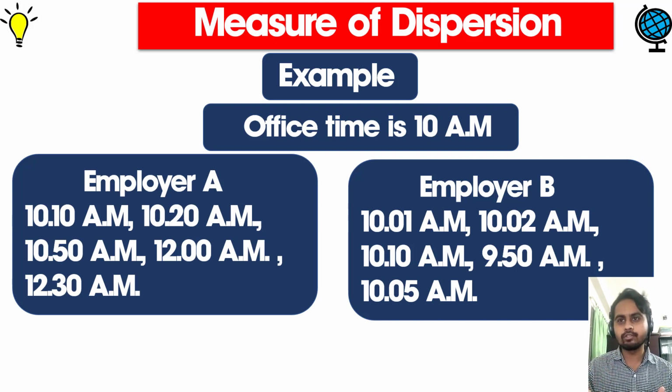Now for the other employee, someday he comes at 10:01, someday 10:02, 9:50. So you can see that for this employee, the data values are very close to every other value. This is a very important line.